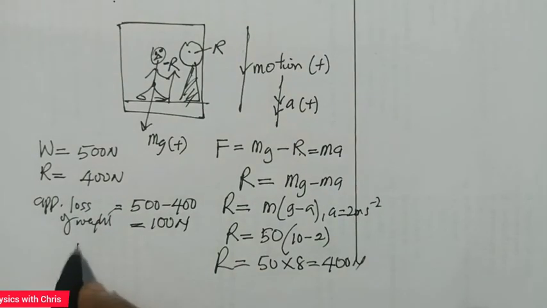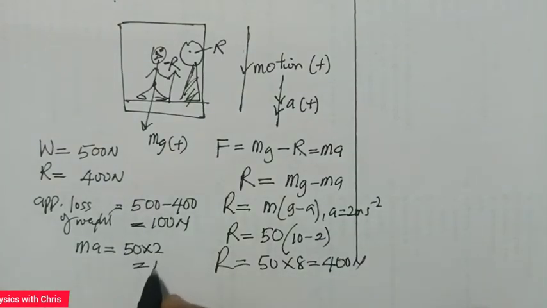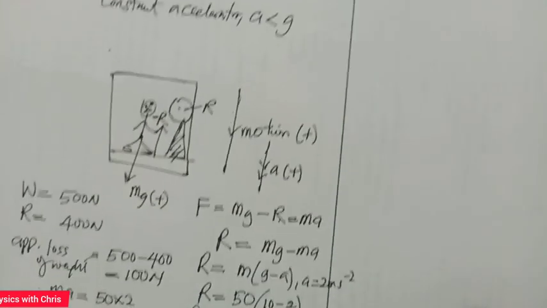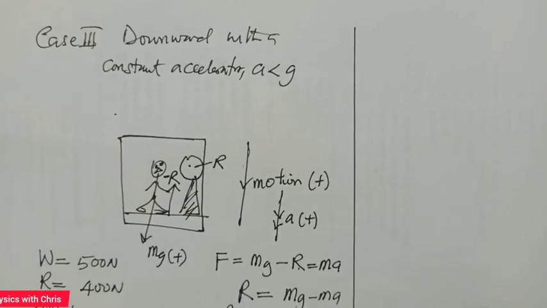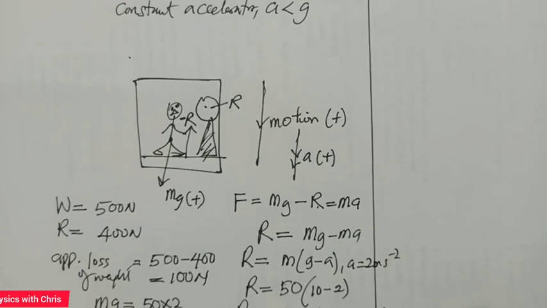That can also be calculated using mass times acceleration, which is also called the accelerating force or decelerating force. That gives you 50 times 2, which is 100 Newton. So that's the apparent loss of weight of this boy by virtue of this lift descending with a constant acceleration.